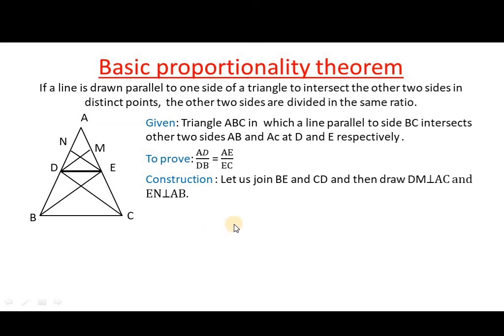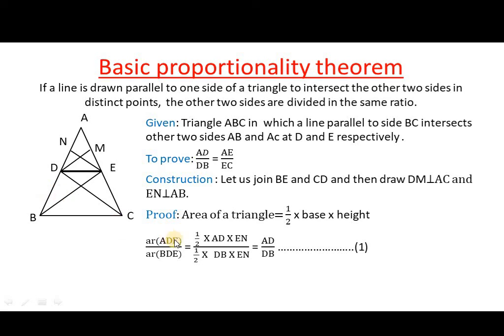Already we know that the area of a triangle is nothing but half into base into height. Therefore, let us take the ratio of the areas of two triangles: area of triangle ADE divided by area of triangle BDE.